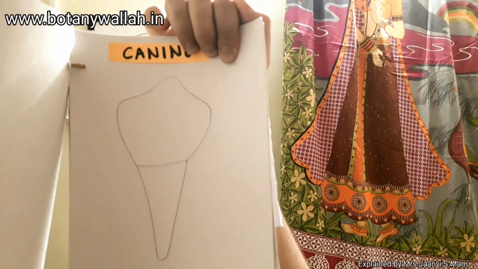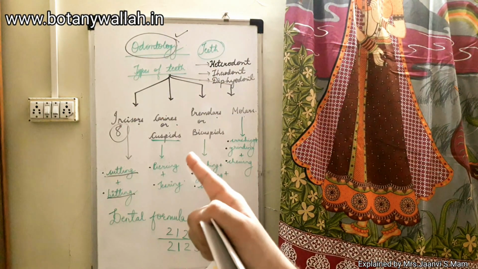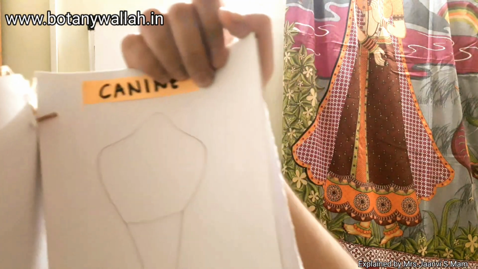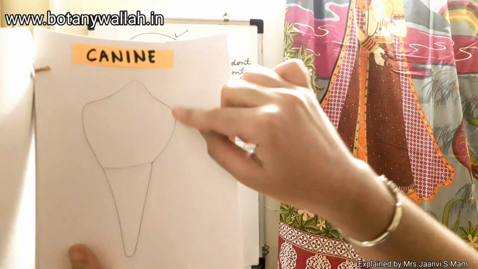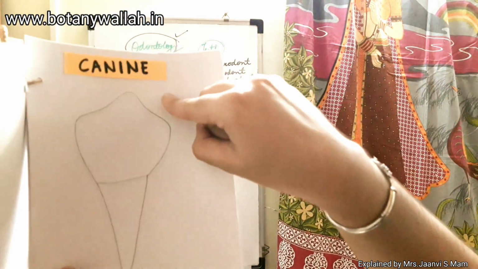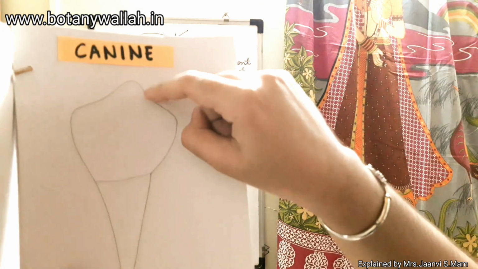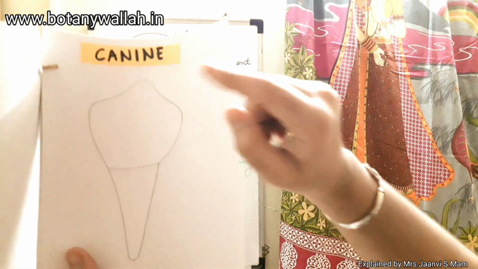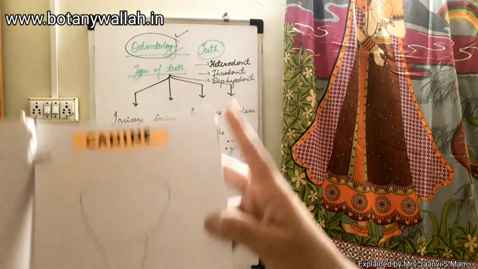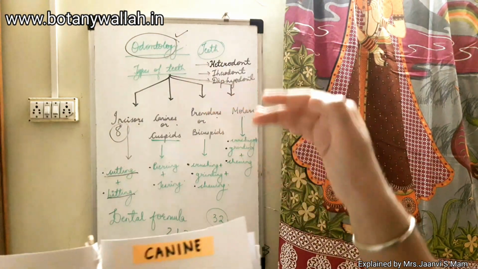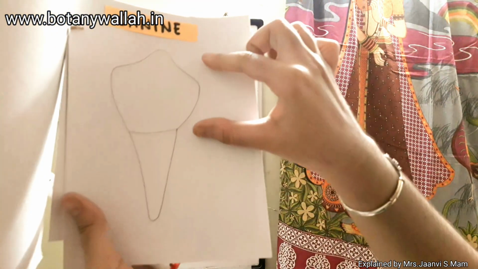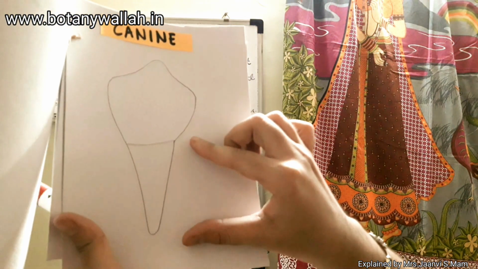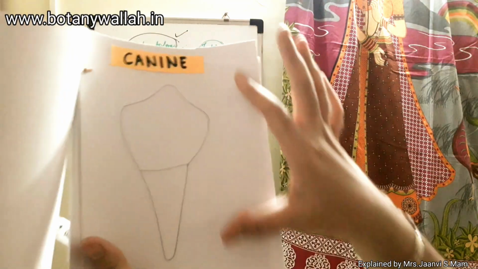This is the structure of a canine. Can you see there I have written cuspid? Why have I written cuspid? If you look here, there is a pointed structure. This point is a single point, and that is nothing but a cusp. So I have written here canine or cuspid. Again, it has a crown which has one single point, so it is known as a cuspid, and it has one root. So this is a canine.